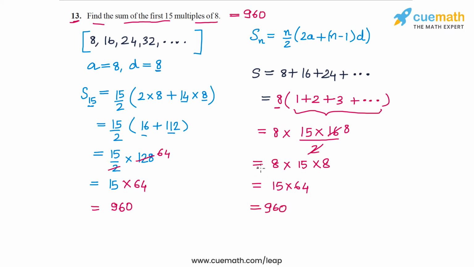So this is a slightly different way of finding the same sum. Regardless, in either case, we get the answer as 960. So the sum of the first 15 multiples of 8 is 960.